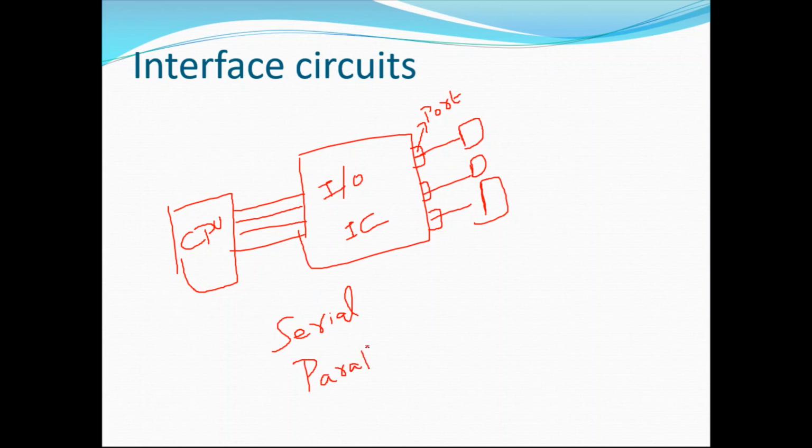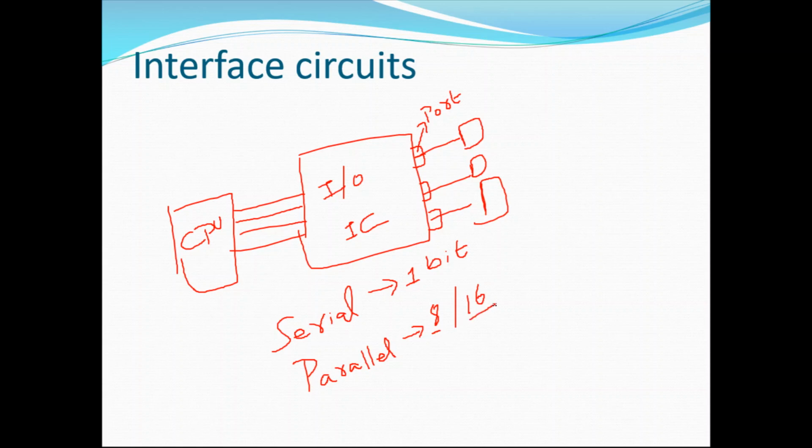To a serial port, only a serial device can be connected. To a parallel port, only a parallel device can be connected. Now, what is a serial device and what is a parallel device? A serial IO device is one which can transmit and receive only one bit at a time. And a parallel IO device is one which can transmit and receive data in terms of either 8 bits or 16 bits at a time.